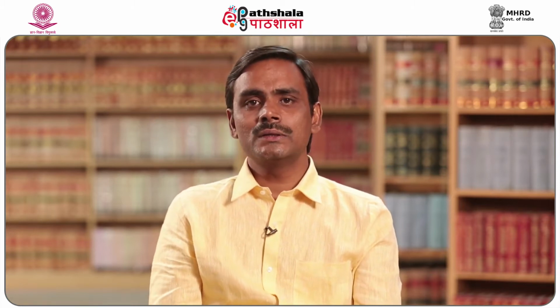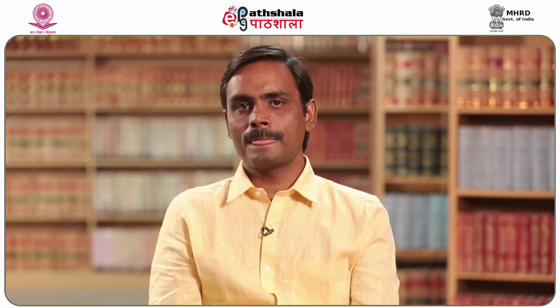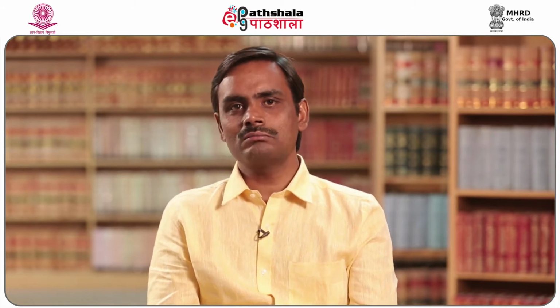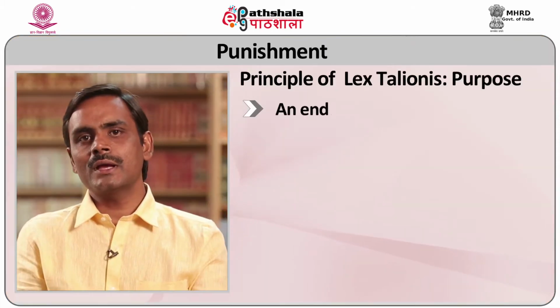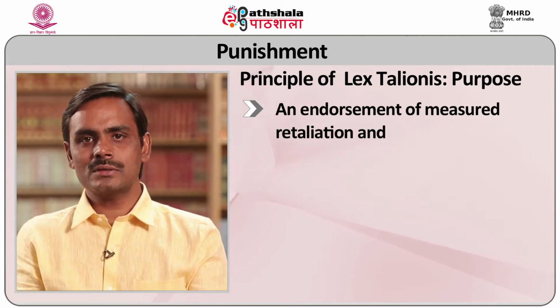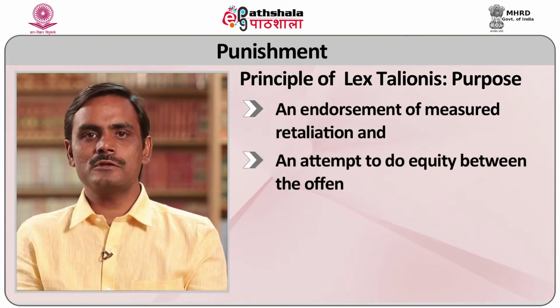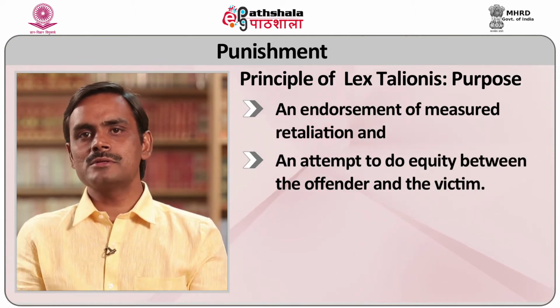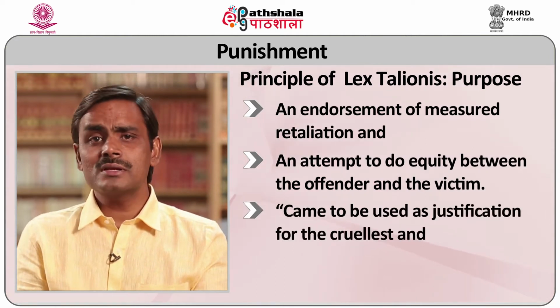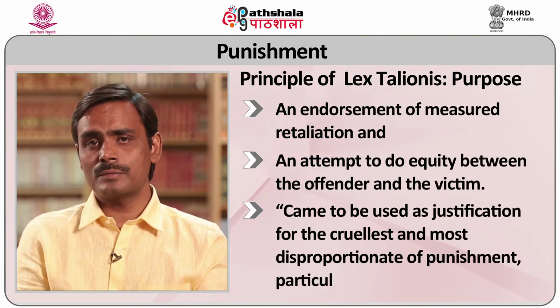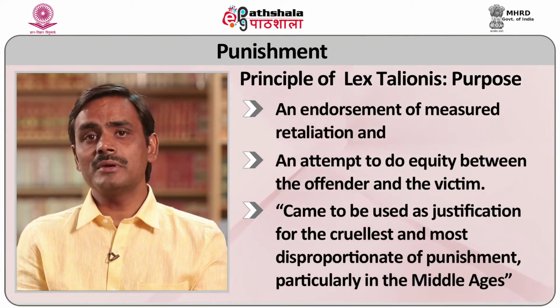Now, historically, the principle of lex talionis, that is an eye for an eye and a tooth for a tooth, entered Western thought through the Mosaic legal tradition and was applicable to both intentional and unintentional injuries. It served two main purposes, namely an endorsement of measured retaliation and an attempt to do equity between the offender and the victim. However, the principle of lex talionis came to be used as a justification for the cruelest and the most disproportionate of punishments, particularly in the Middle Ages.